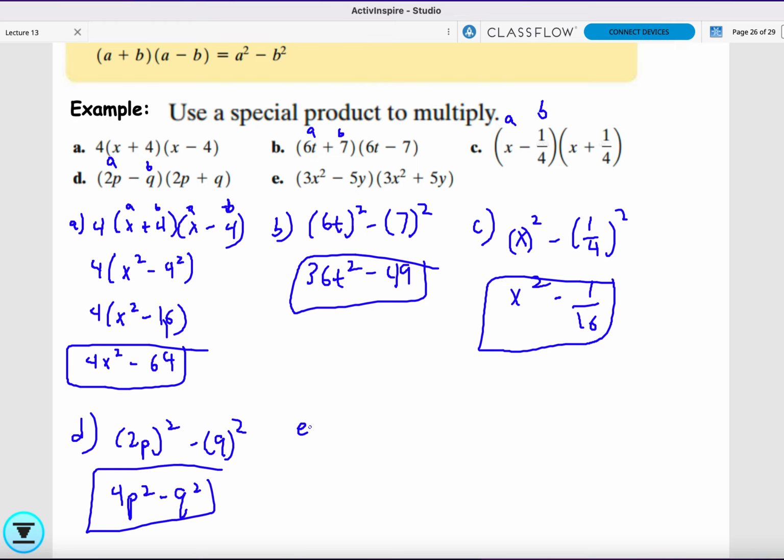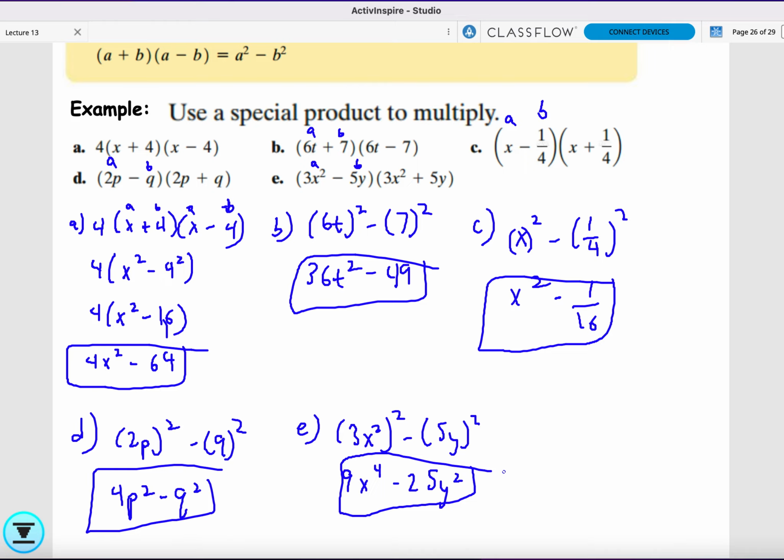And then E, A and B, right? Because it's A plus B times A minus B. So it'll be A, which would be (3x squared) squared minus (5y) squared. So 3x squared times 3x squared is 9x to the fourth. 5y times 5y is minus 25y squared. And that's how we multiply them.